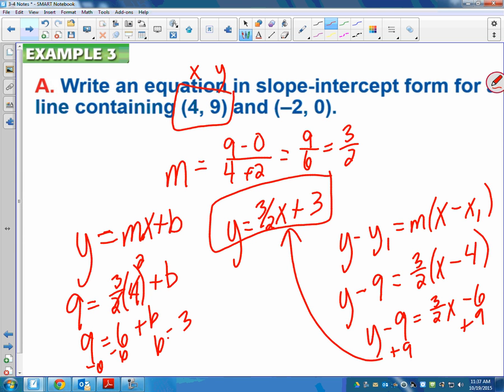Something else you could have done. Could you have just graphed those 2 points and then used the slope to figure out where it crossed to get the y-intercept? That would have worked too, unless the y-intercept was a decimal or a fraction. That might have been hard to tell. But definitely graphing is an option as well. Okay.